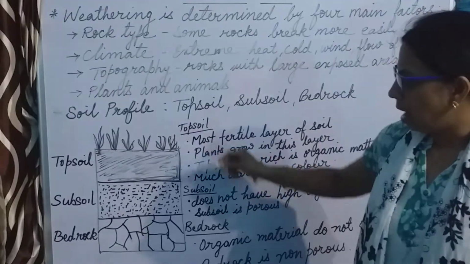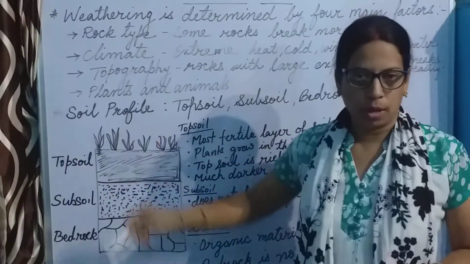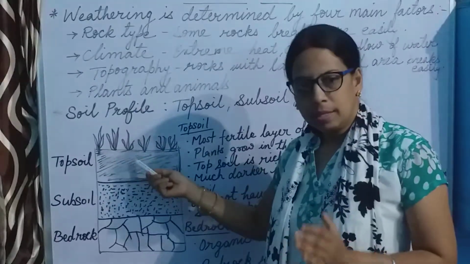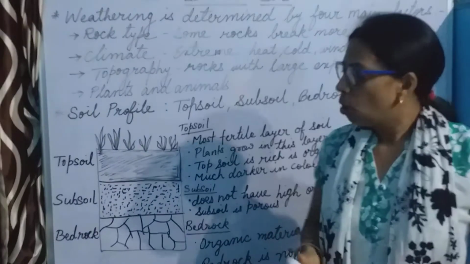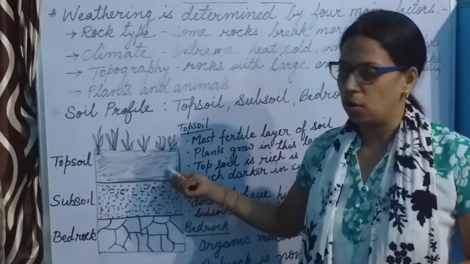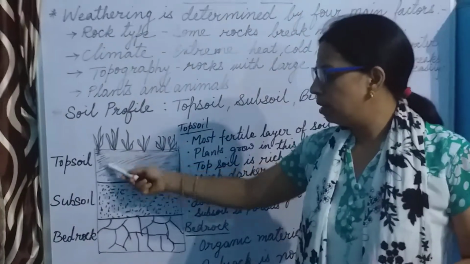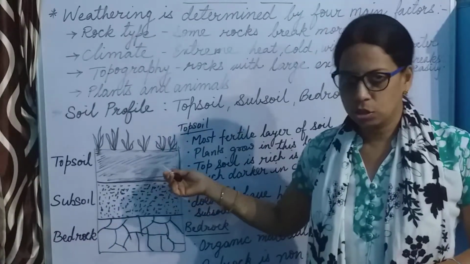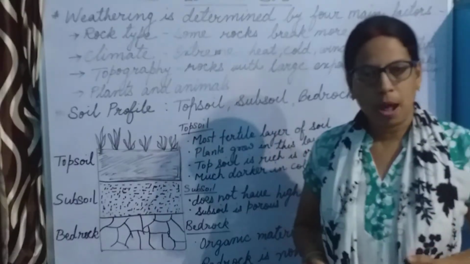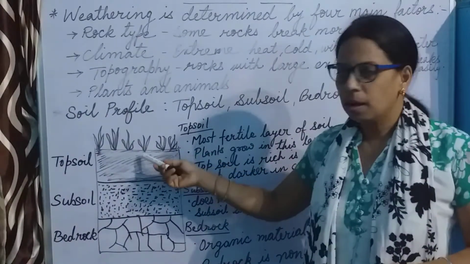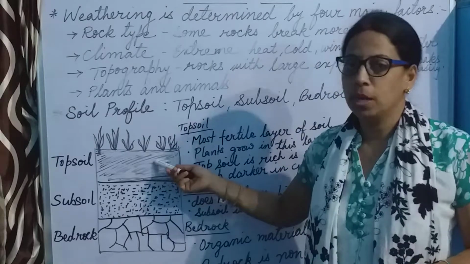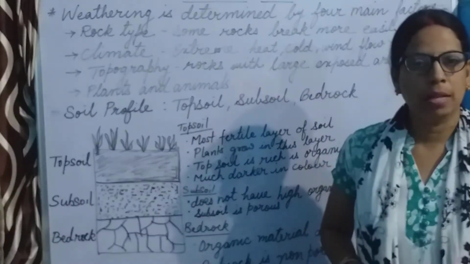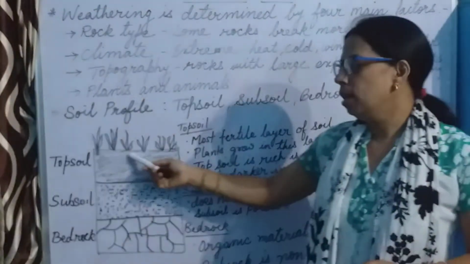Topsoil. You can see here I have shown a few plants grown on the topsoil. By this we can conclude that topsoil is the layer where plants can grow. Also this is the layer where humus is found, because, as we have already studied, there are certain animals and insects which live in soil. Those animals, insects and plants also die. When they die, they decompose, they decay, and then finally they form the humus. Now what is humus? Humus is the dead and decaying remains of plants and animals, and it makes the soil fertile.